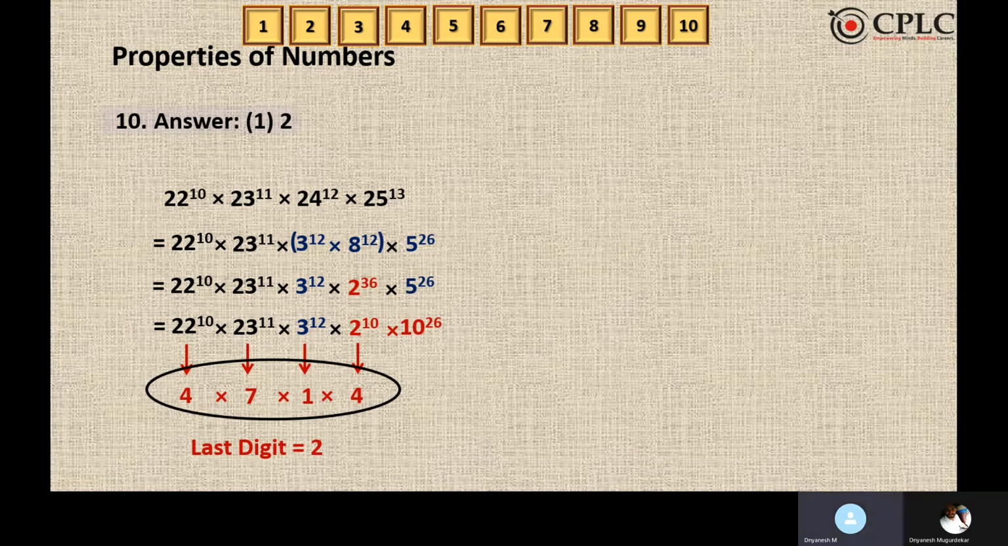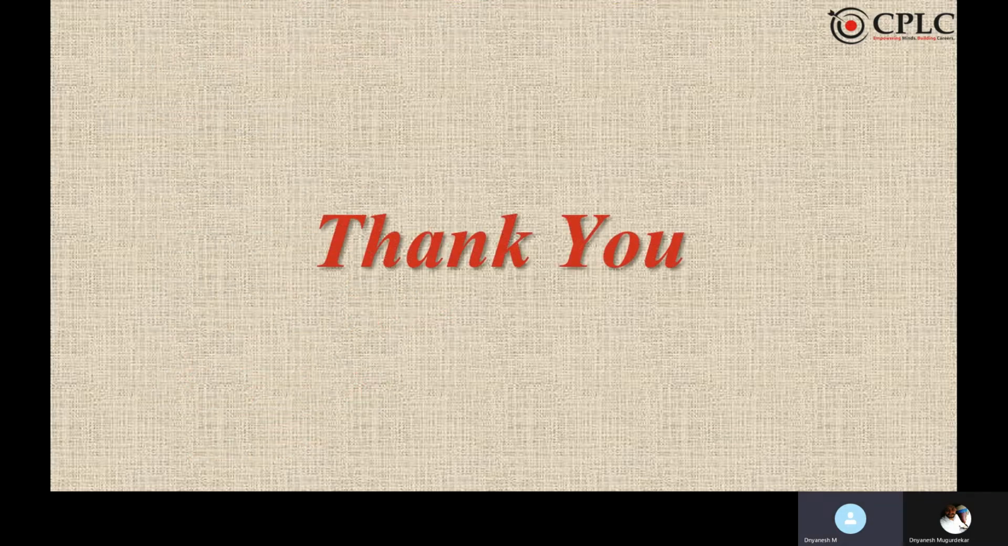So the first part that you had to remember was to do the simplification, find out how many zeros are there first of all. And when you separate them out, then use the concept of last digit and cyclicity to get the final required answer. With this, we are done with properties of numbers. Thank you so much.